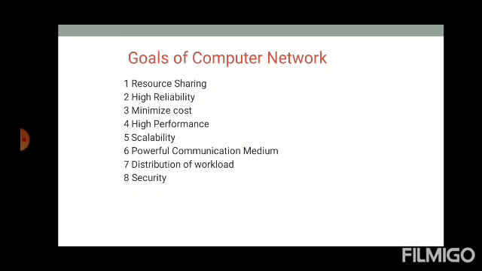Seventh is distribution of workload. By using computer network, large work can be distributed among different network users. And last is security. Network security issue comprises prevention from virus attack and protecting data from unauthorized access. That means only authorized users can access resources in a computer network.